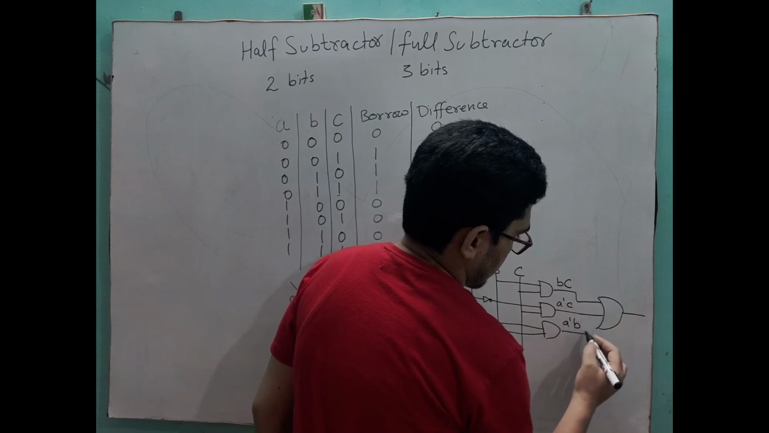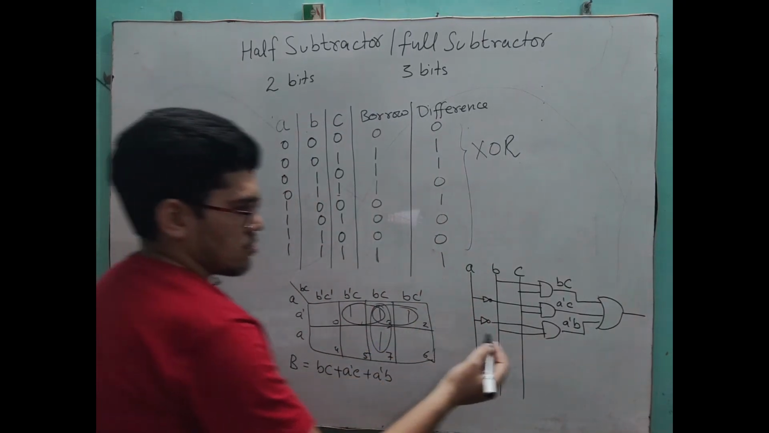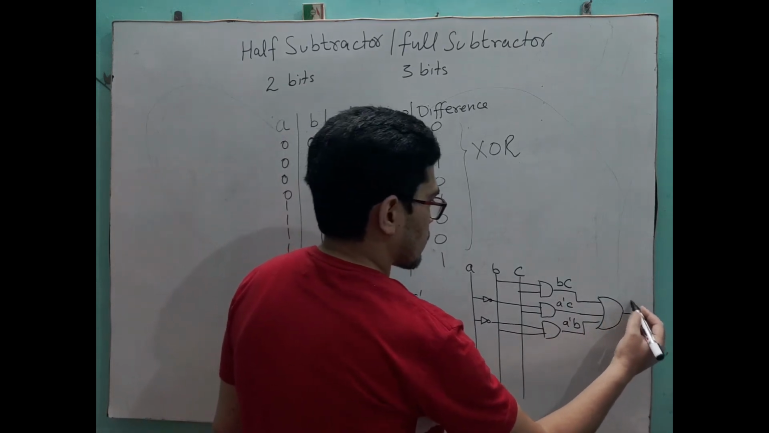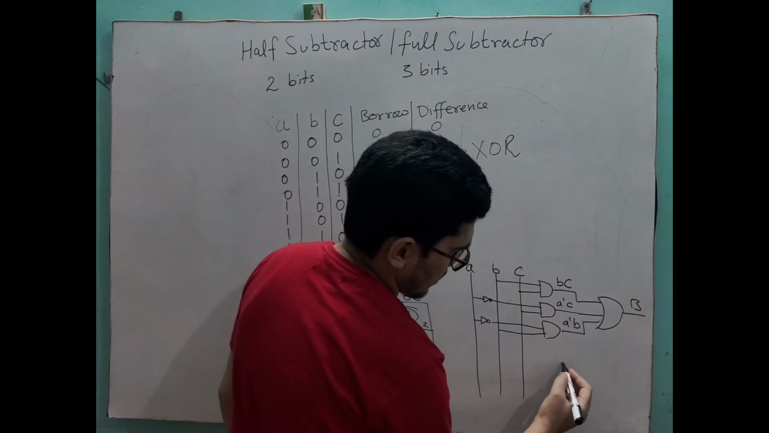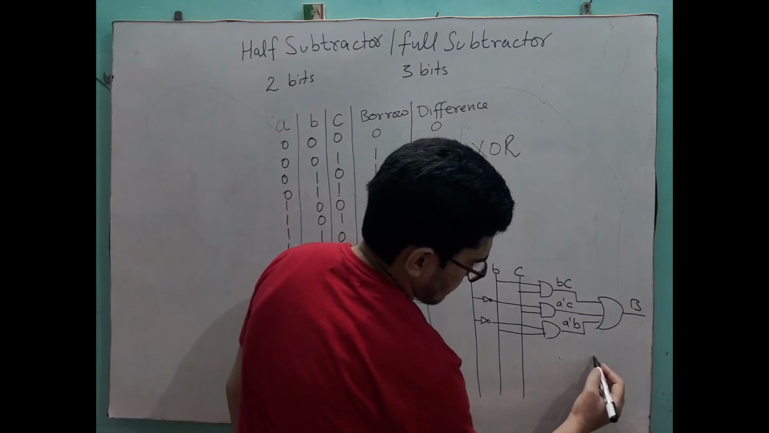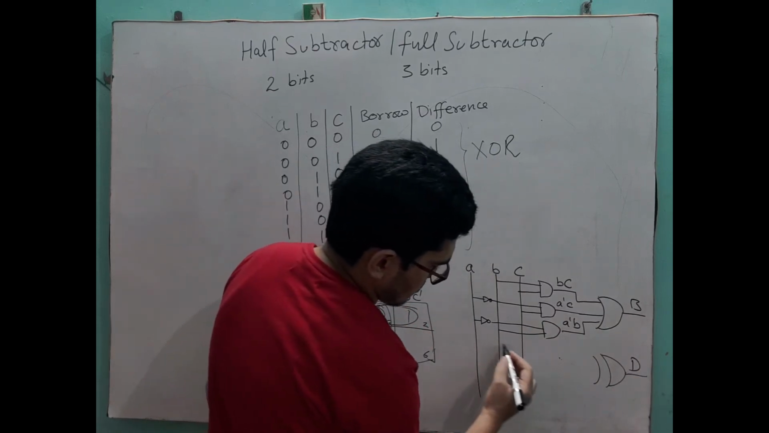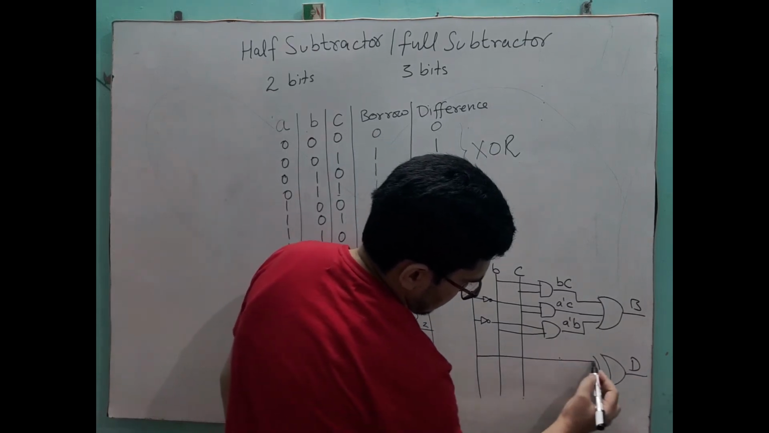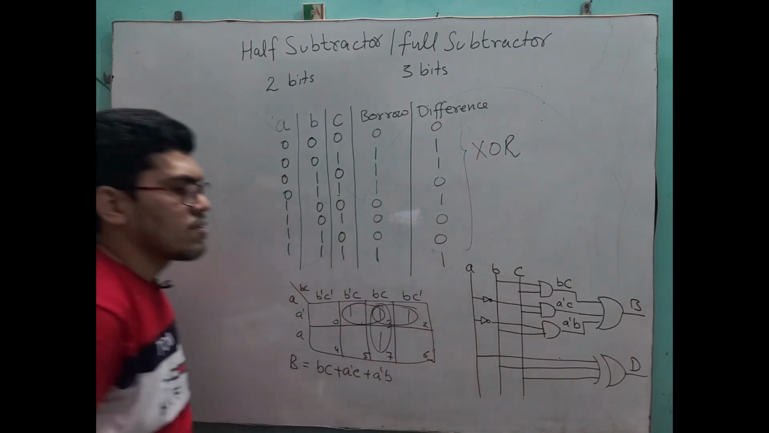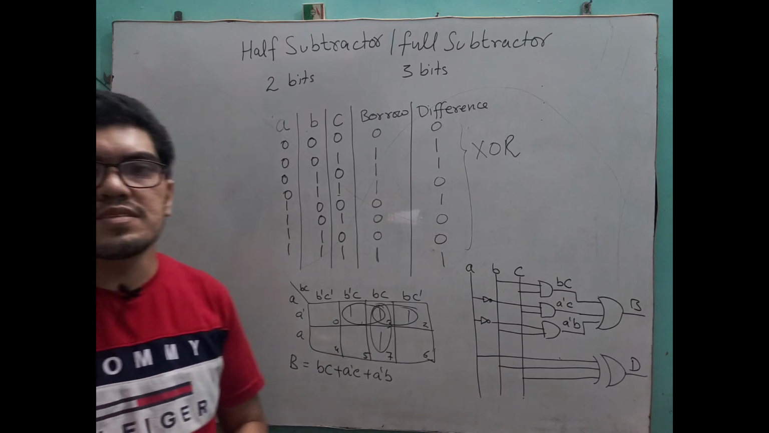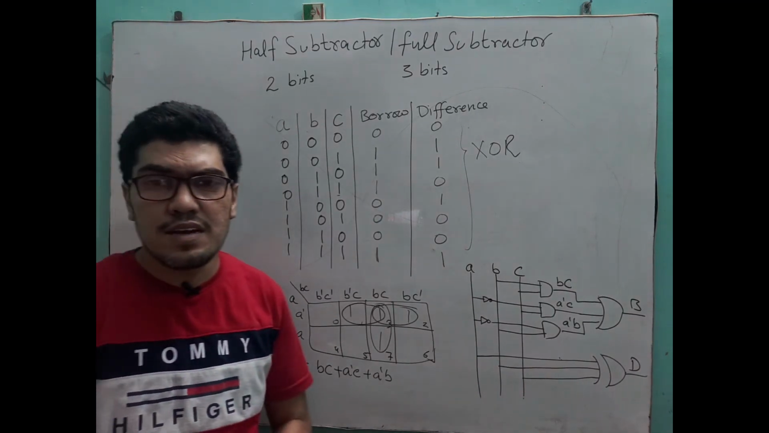in an OR gate. So this is your borrow, and for difference just simply use a XOR gate. This is the difference, use XOR gate. This is A, this is B, this is C. Okay, so this is the concept of half subtractor and full subtractor.